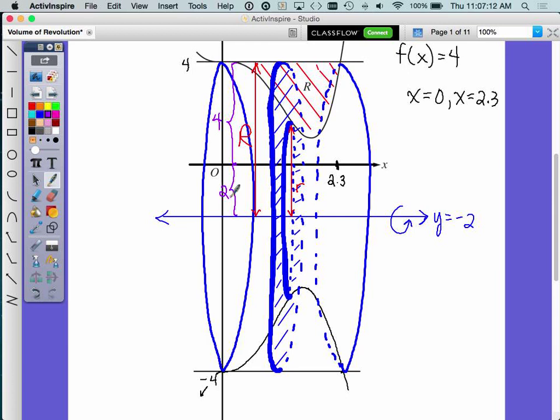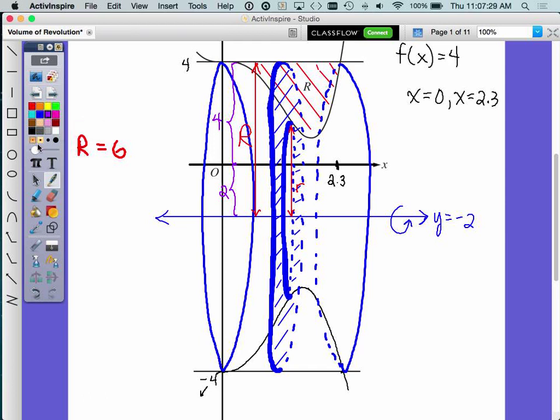So the big radius is just 6, and no matter where my slice is as I move across here, that big radius is always going to be 6. So that's sort of easy, and I can just write that down now. Big R equals 6. It's a constant. Now I need to find little r.